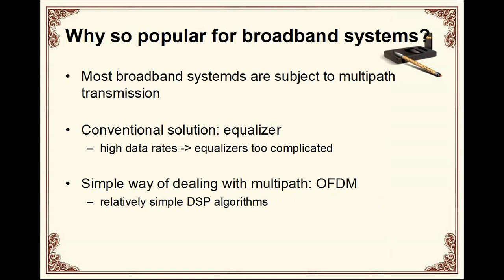Why is OFDM so popular for broadband systems? Because most broadband systems are subject to multipath transmission. One of the conventional solutions is an equalizer. But the higher the data rate is, the more complicated the equalizer will be. OFDM is a simple way of dealing with multipath because it has relatively simple DSP algorithms.